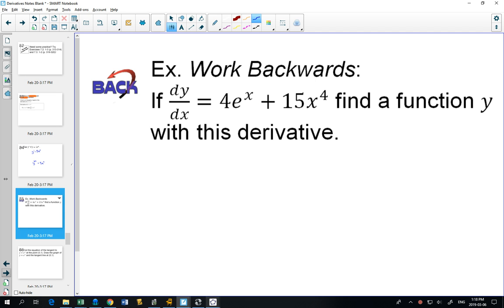If you had to work backwards, if you got a derivative of 4 e to the x, that means originally it would have been 4 e to the x, but this one would have been an x to the 5. There would have to have been a 3 out in front. Plus 8, or whatever number you want. You don't need a plus 8 there, but you could.